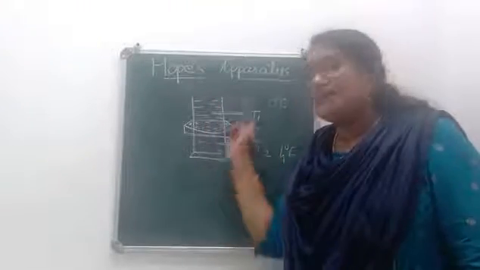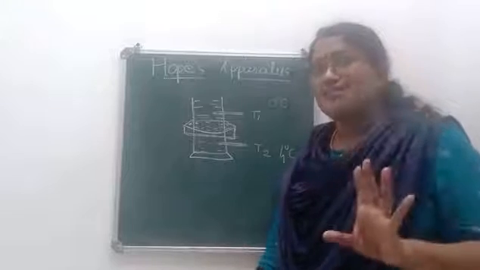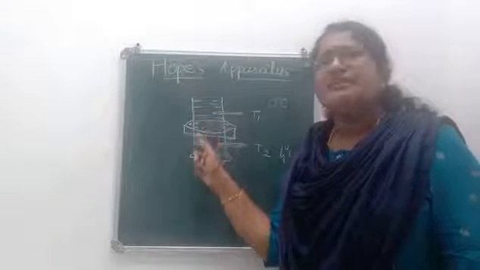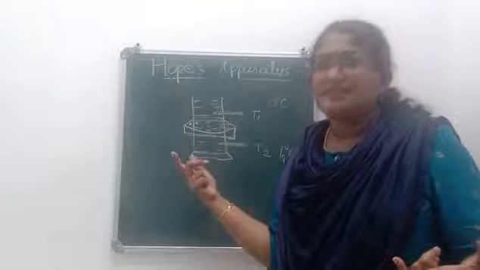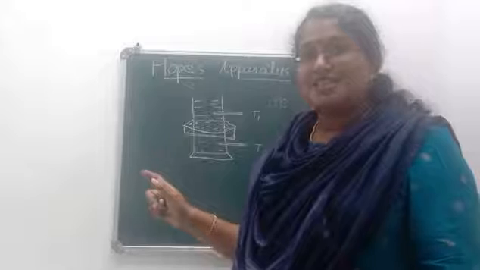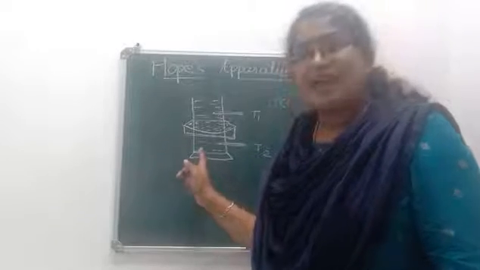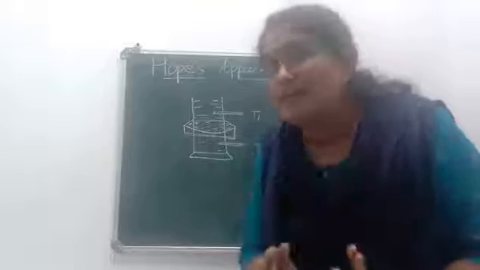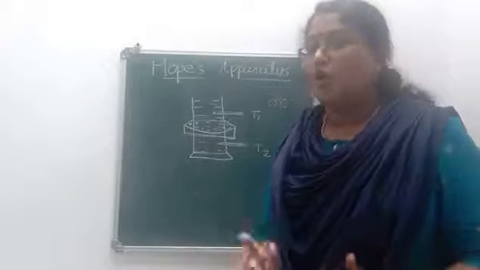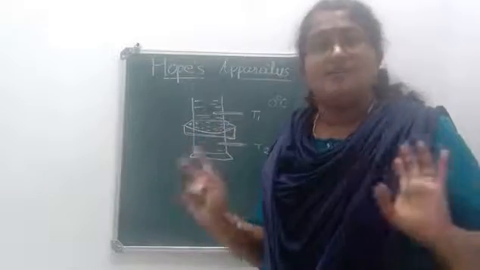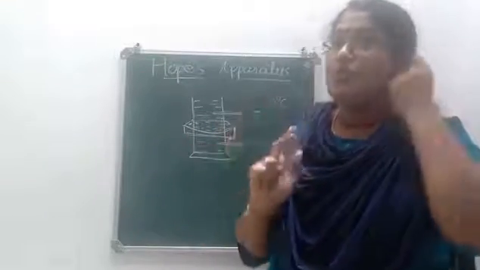Once the entire thing gets converted to 4 degrees Celsius, then only what happens? Water starts expanding, and only the particles present in the top will expand, because here it has more density, so it will be tightly packed there. So I hope it is clear with the Hope's apparatus. No need to learn the experiment by heart, but you should know what it is.